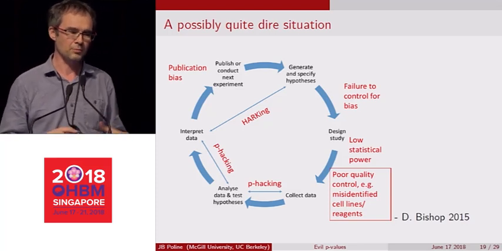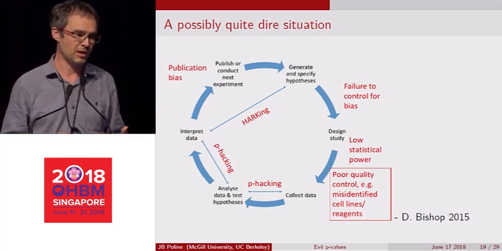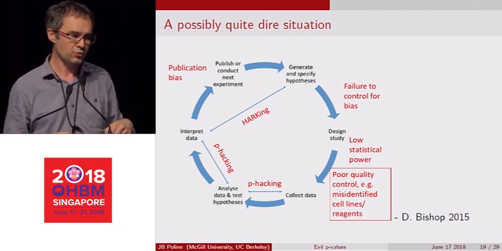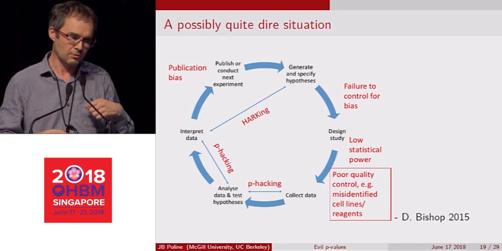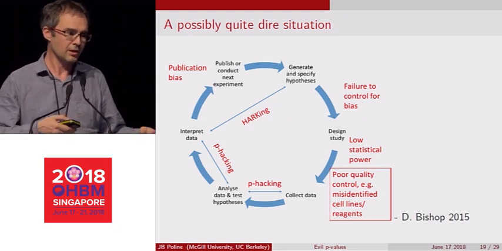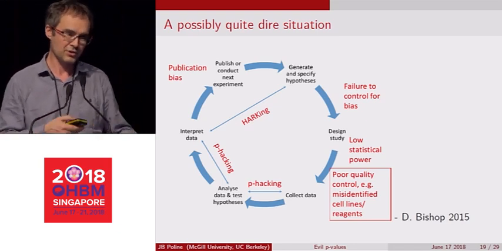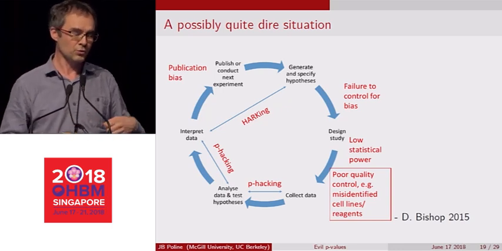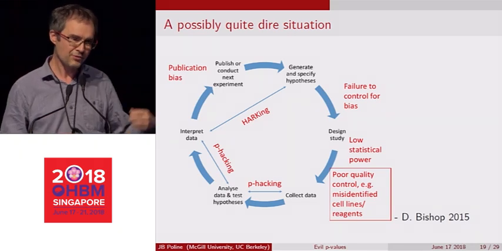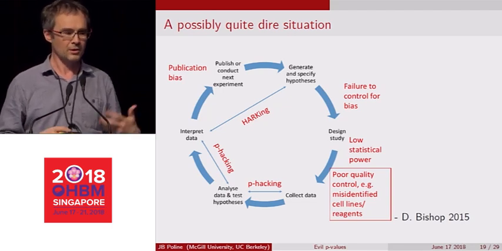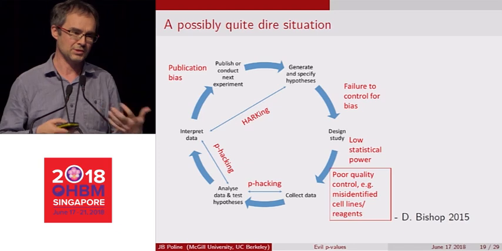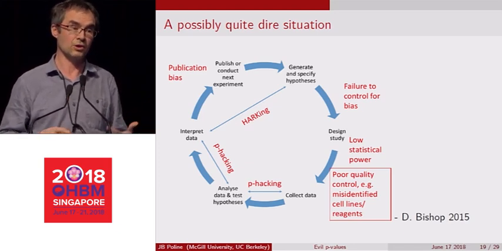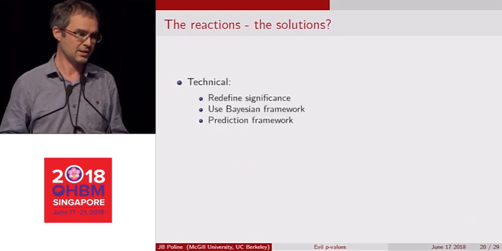This is the possible very dire situation described by Dorothy Bishop, where you start with a hypothesis, you have a poor study, poor power, you do some p-hacking, and eventually you find something because of p-hacking, and then you just go on with that. You don't publish the thing that is not significant, and you go on by hypothesizing after the result. And possibly that is a lot of our publication at that stage.